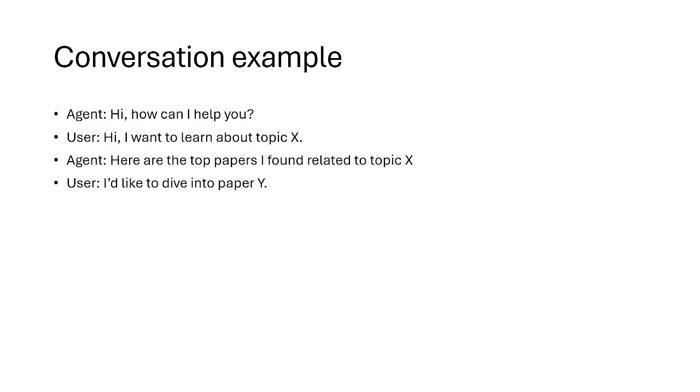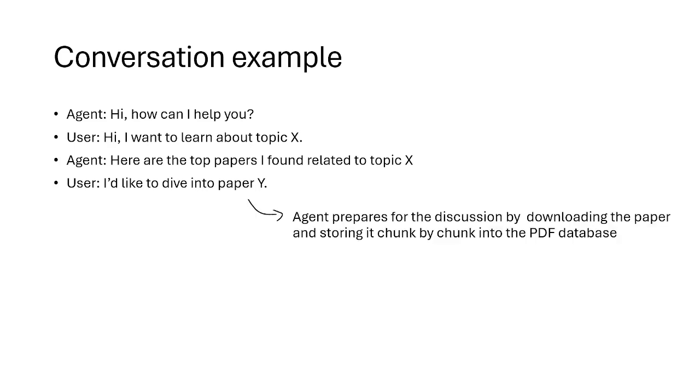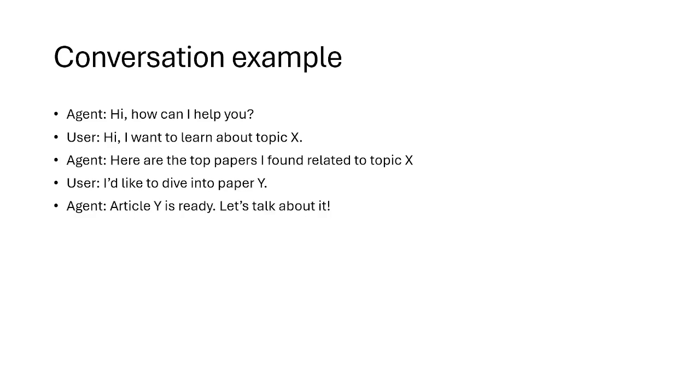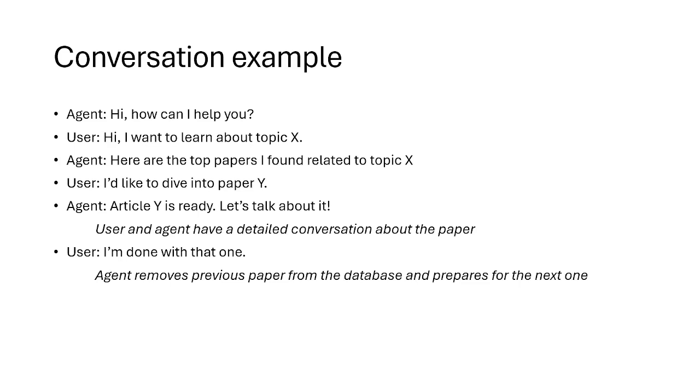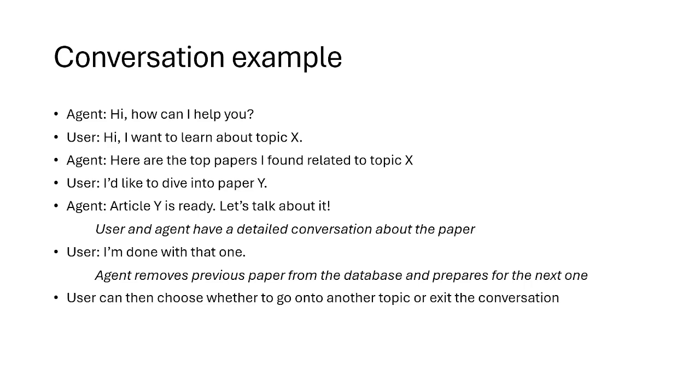User says, I'd like to dive deeper into paper Y. Agent prepares for the discussion by downloading the paper Y and storing it chunk by chunk into the PDF database. Agent says, Article Y is ready. Let's talk about it. User and agent can then have a detailed conversation about the paper. User notifies agent that he is done with the paper. Agent then removes previous paper from the database and prepares for the next one. User can then choose whether to go on to another topic or exit the conversation. User should also be able to exit the conversation at any time.